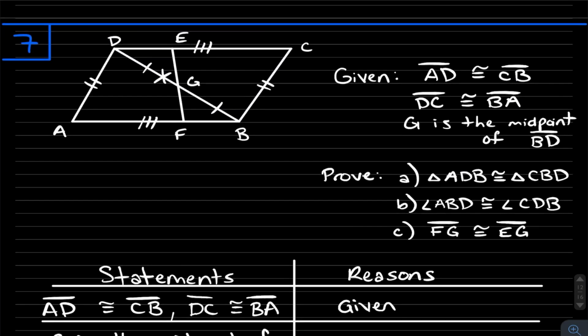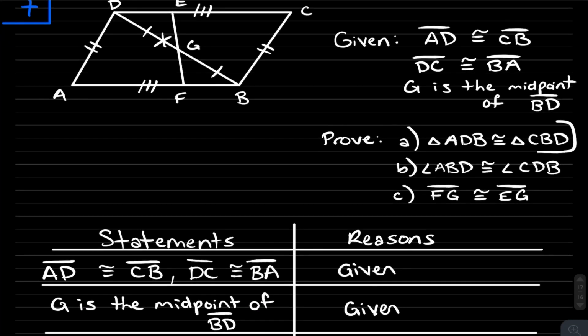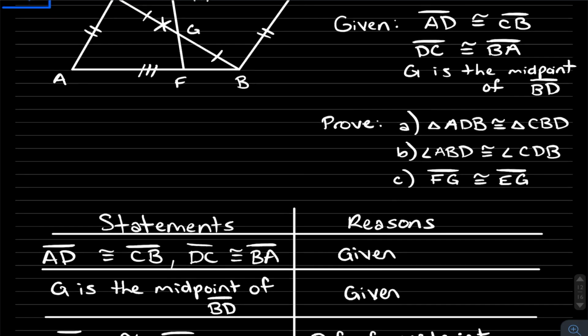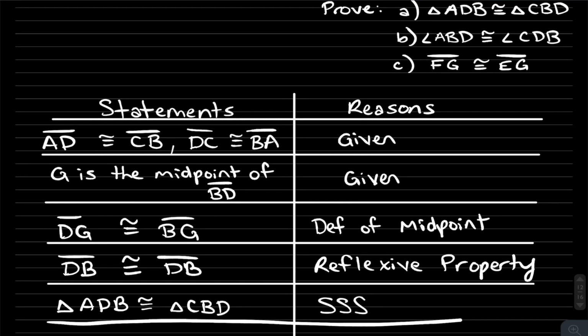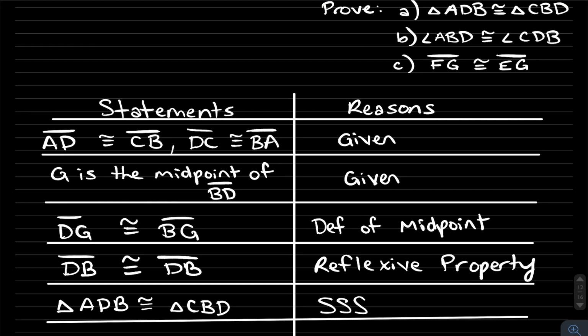Okay, and so now that we have that, we have our first part basically done, right? We know that those two triangles would be congruent because all their sides are congruent. That's side. ADB is congruent to CBD. Okay, and that is by side. Awesome, so our first piece is already done.